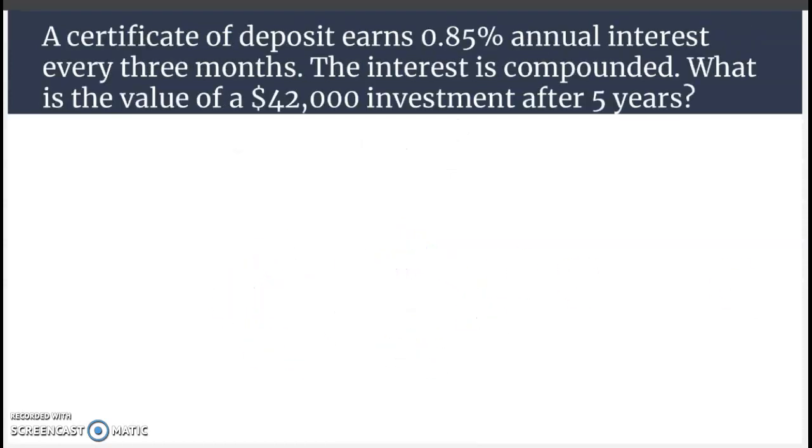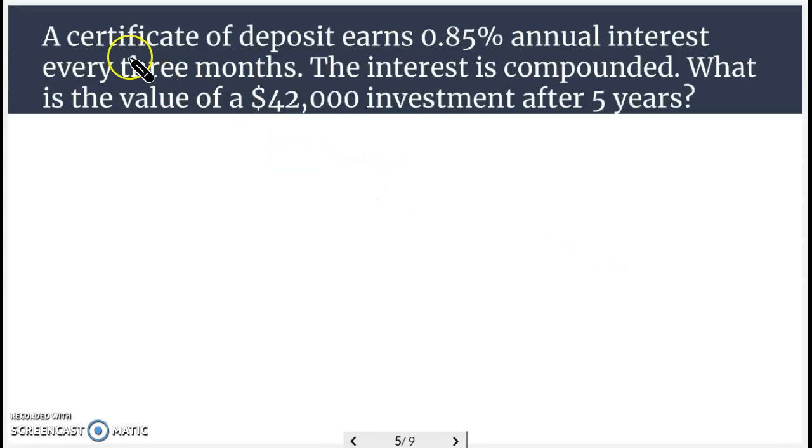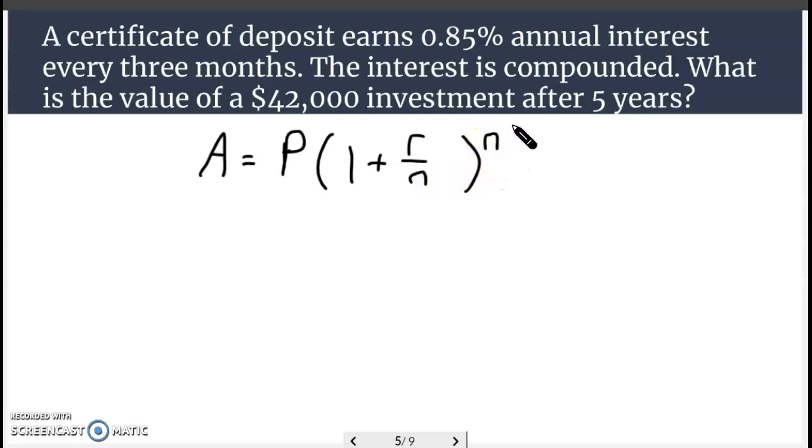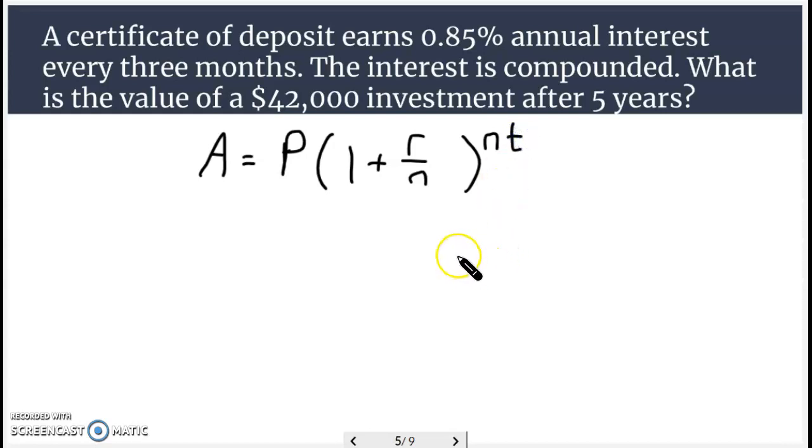Alright, let's look at another one. This time we have an exponential growth. A Certificate of Deposit, or CD, earns 0.85% annual interest every 3 months. The interest is compounded. What is the value of a $42,000 investment after 5 years? So here's compounding interest. The amount you have is the principal that you invest, times 1 plus the rate divided by the number of times it's compounded, raised to the power of the number of times it's compounded times the time in t.